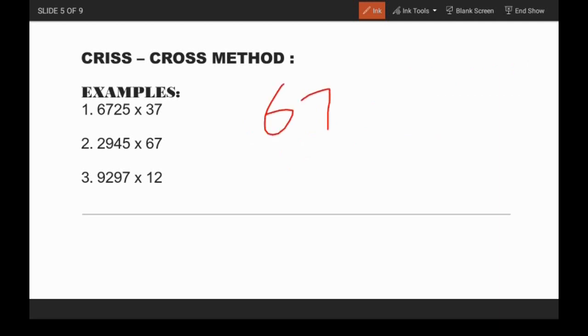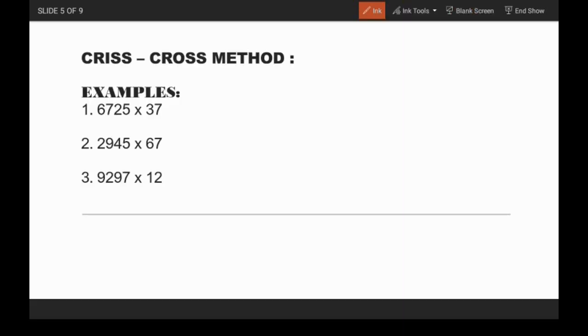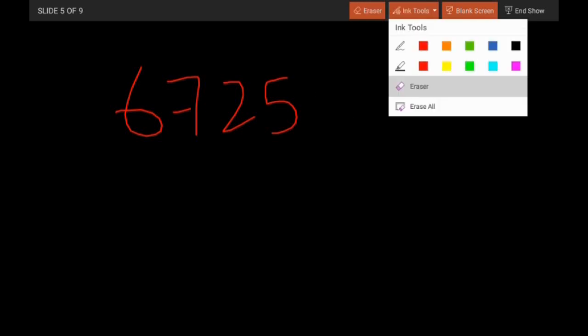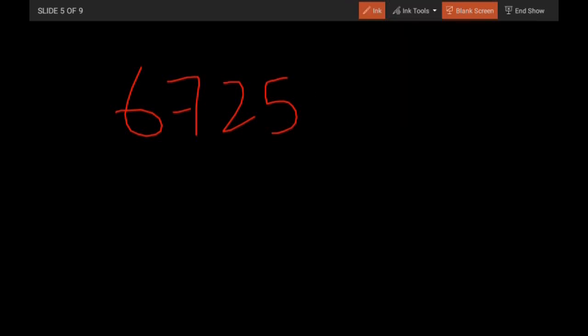The example here is, I'll just use the blank screen, 6725 into 37. So how to solve this one? 6725 into 37. So how do we do this? It is simple.